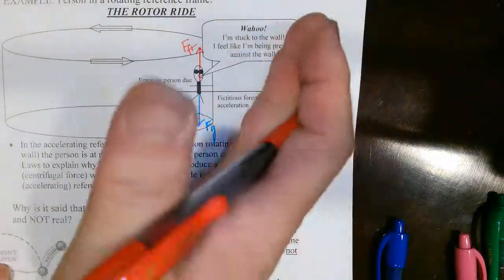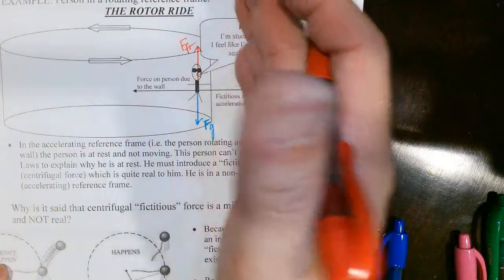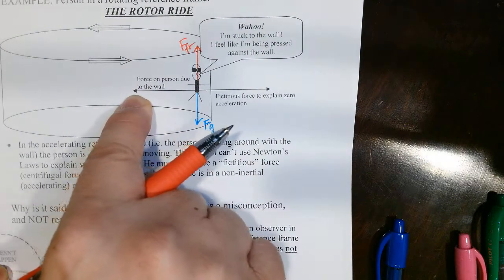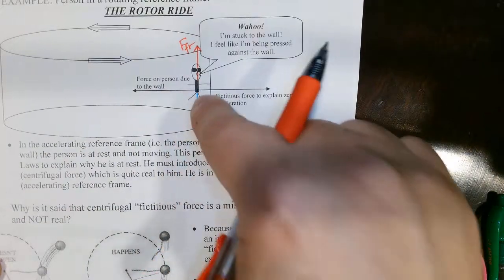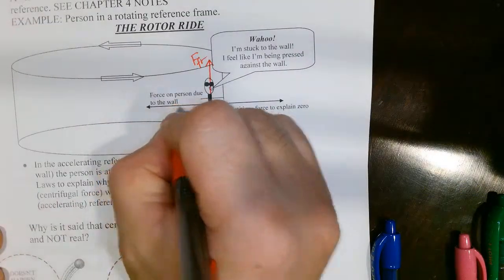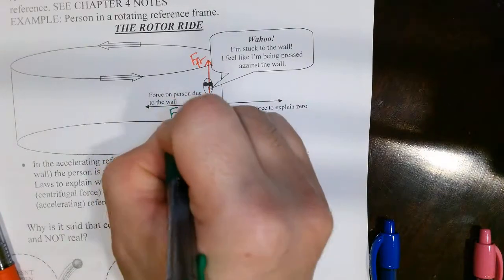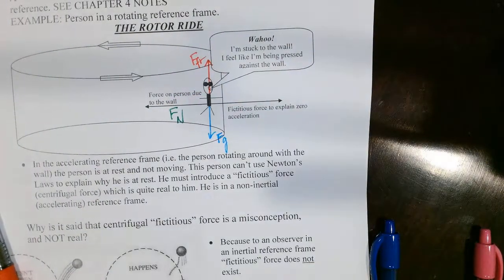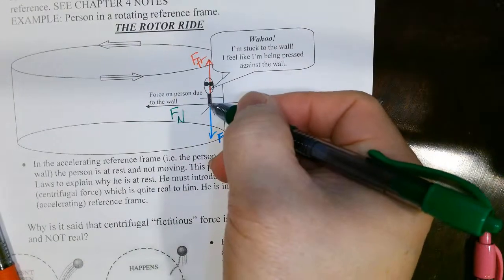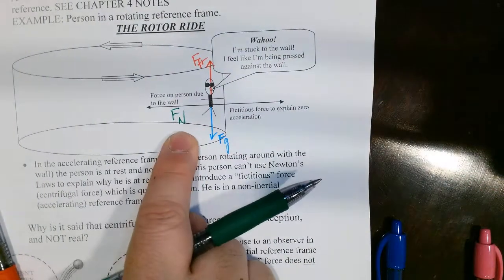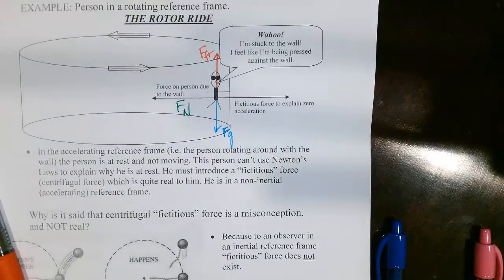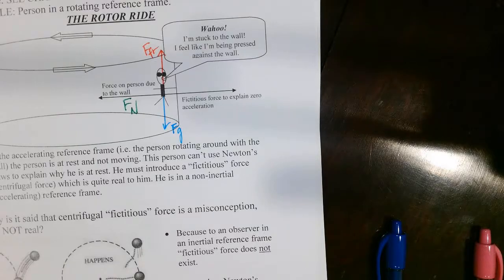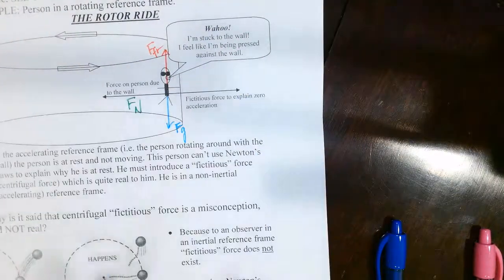But the wall is saying, no, you're not flying off. And the wall is pushing the rider towards the center, so the rider stays in that circular path. So the wall pushing on the rider is my F normal. This F normal from the wall towards the center of the circle is keeping this rider in this circular path.